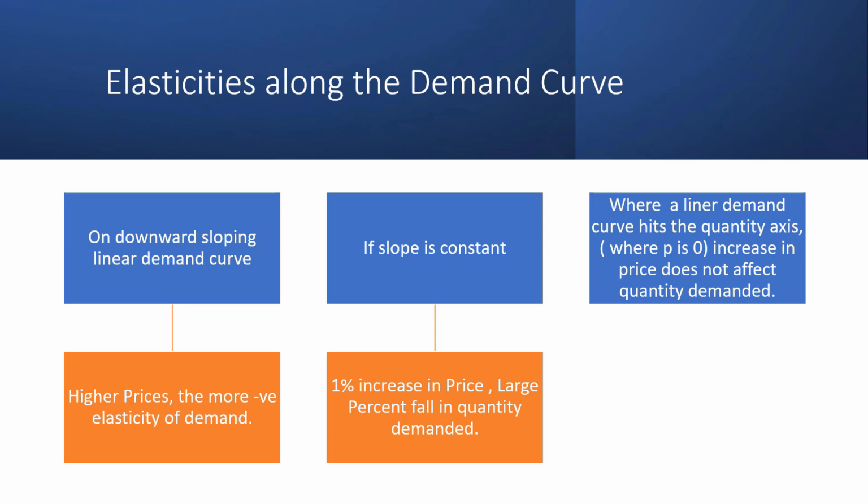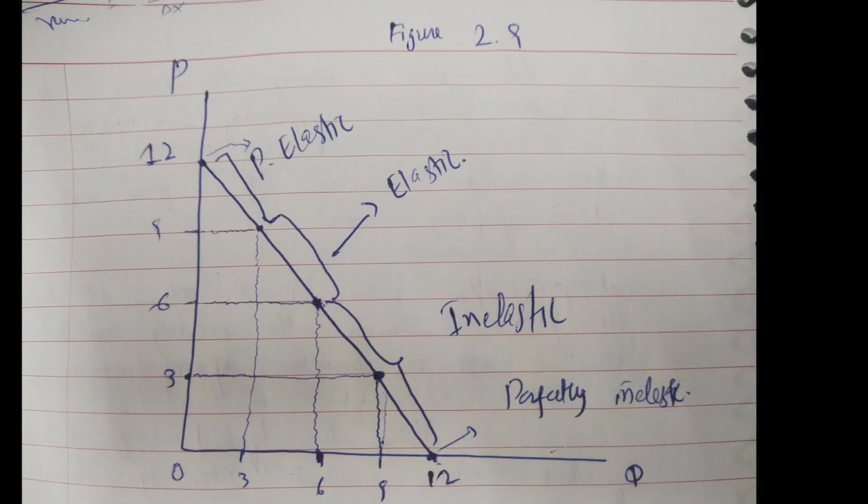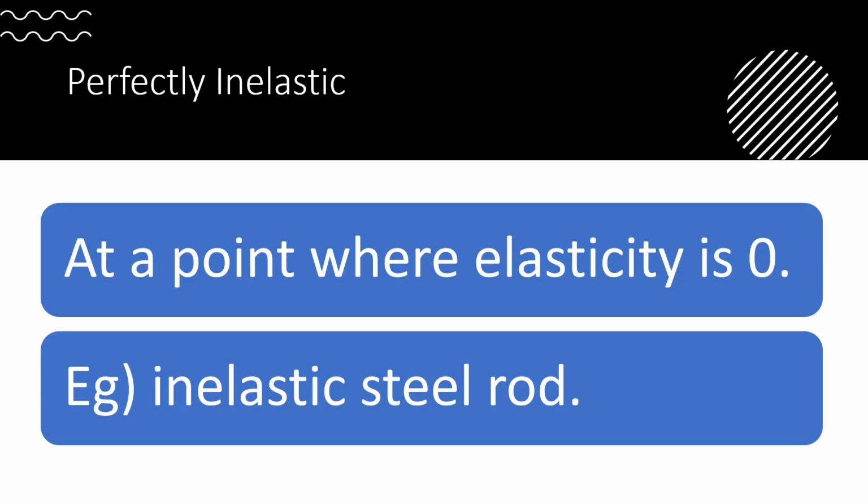After that we have elasticities along the demand curve. It varies along most demand curves. On a downward sloping linear demand curve, the higher the price, the more negative the elasticity of demand. If the slope is constant, a 1% increase in price causes a larger percent fall in quantity demanded. Where a linear demand curve hits the quantity axis, where P is 0, an increase in price doesn't affect the quantity demanded.